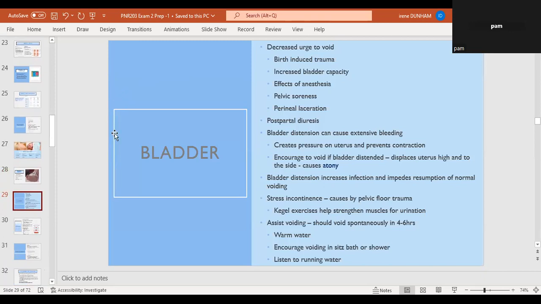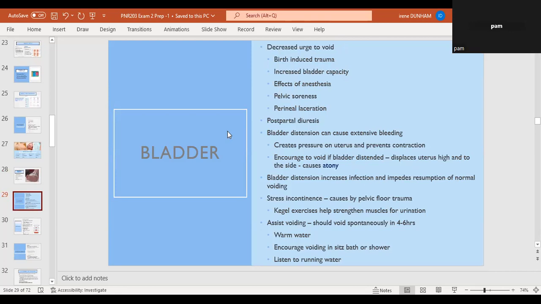Okay. And then this is about the bladder. So mom has a decreased urge to void. She may have some birth trauma. Remember we talked about that. And so she just doesn't have it. And an increased bladder capacity, effects of anesthesia on the bladder. So these are pretty important as to what happens to this poor little bladder.